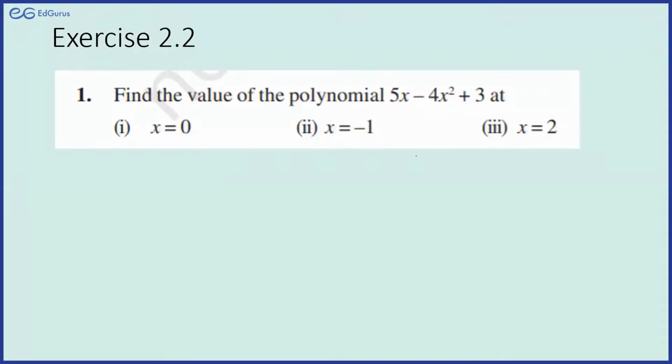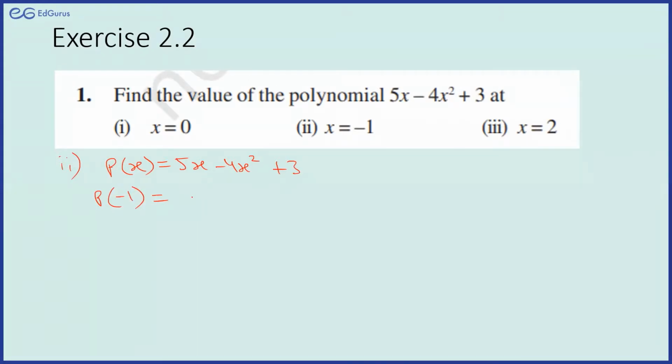Now find the value of polynomial at x equal to 0, x equal to minus 1, x equal to 2. So let me take one of these. किसके लिए करें? Let's do number 2. So my polynomial is 5x minus 4x square plus 3. And we are saying substitute x equal to minus 1. So p of minus 1 is equal to, क्या होगा?